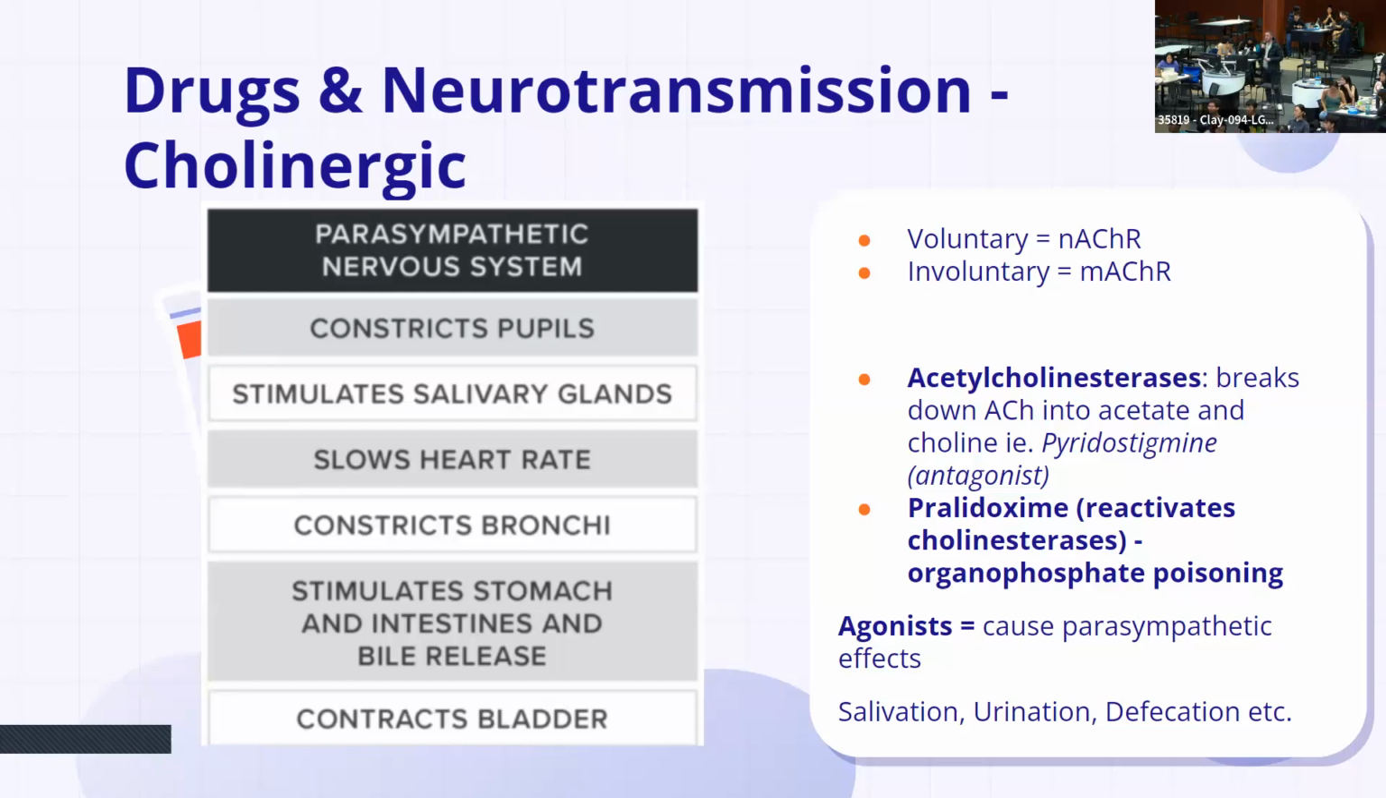So this was an exam question from a few years ago, and it was, what do you treat someone who has organophosphate poisoning with? What you would do is give them pralidoxime, because that reactivates the cholinesterases, and they're able to break down acetylcholine, and then you get normal function. Organophosphate poisoning is just when you get that buildup of acetylcholine through an exogenous substance.